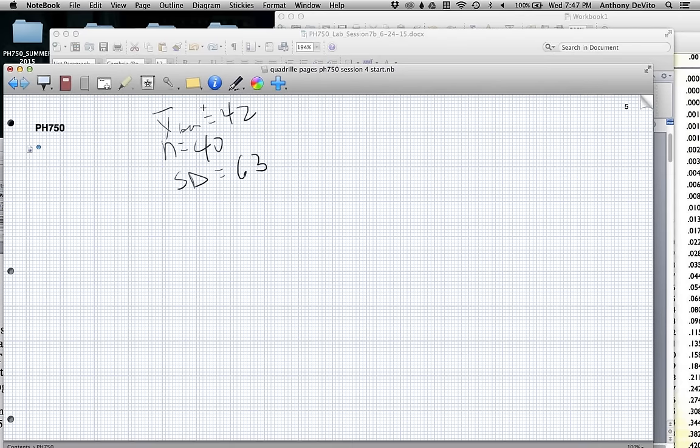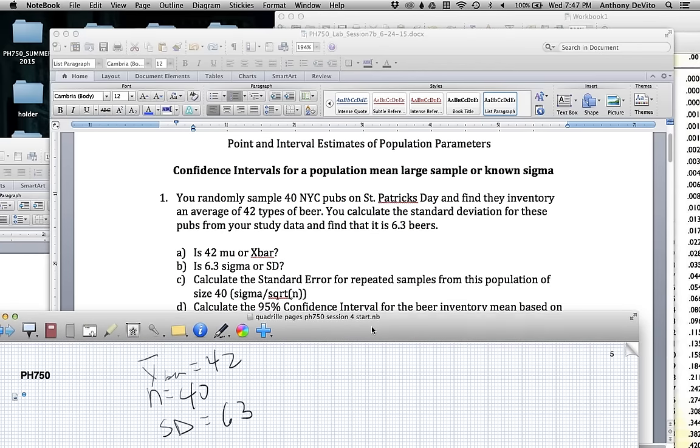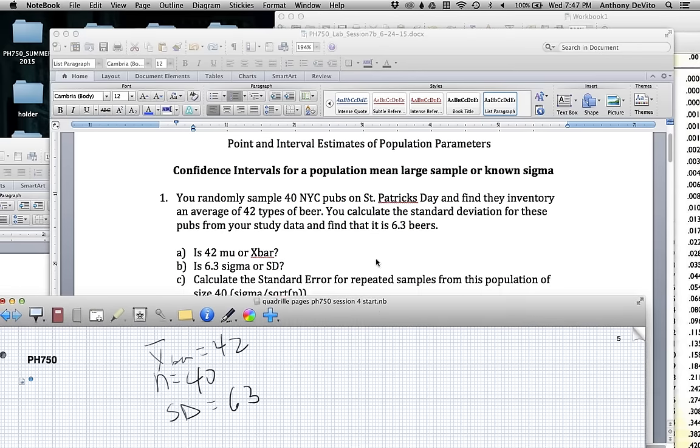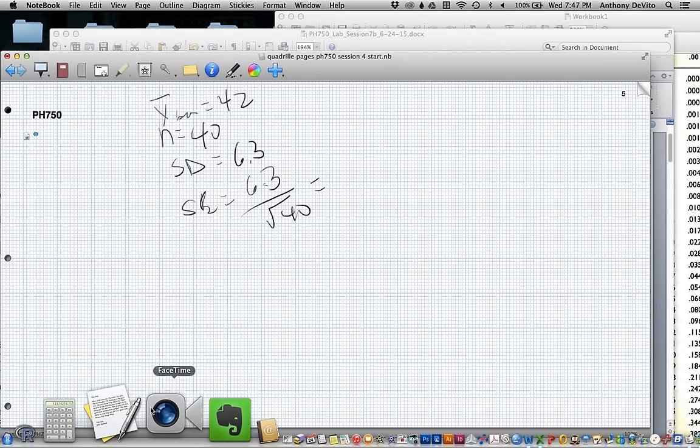Okay, so now, calculate the standard error for repeated samples of size 40. Okay, so what's the standard error? Standard error is going to be equal to sigma, or we don't know that, so it's going to be 6.3, divided by the square root of the sample size. So what do we wind up getting for that? Let's give that calculation a try.